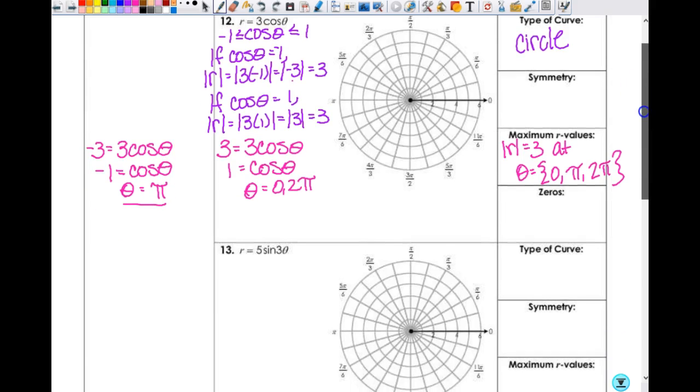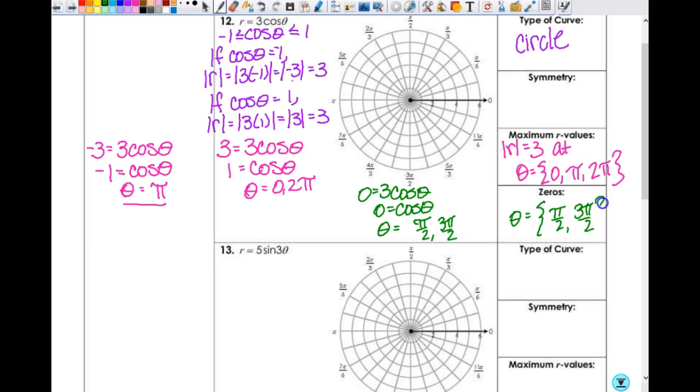Then I need to find my zeros. So 0 is equal to 3 cosine theta. So 0 equals cosine theta. Theta equals what? Pi halves and 3 pi halves. Okay, everybody good with all that so far?